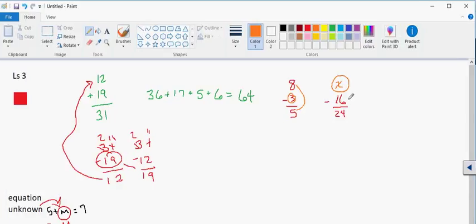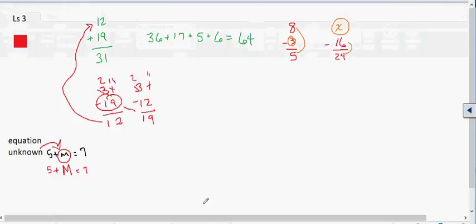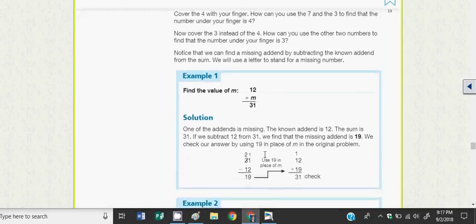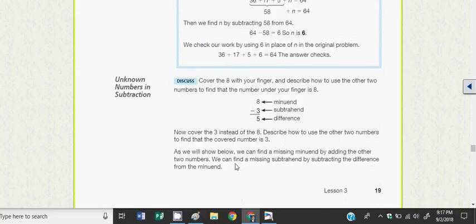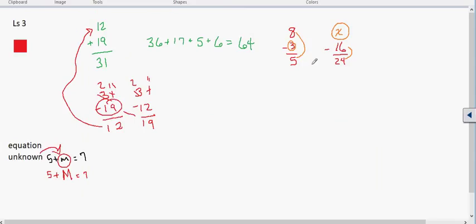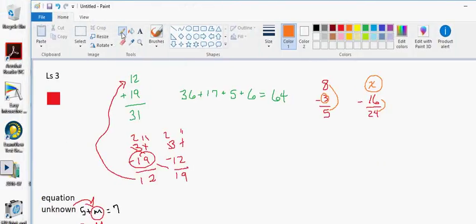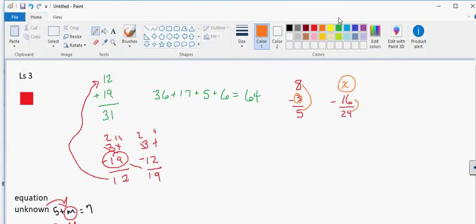We can't just subtract. Instead, at the bottom of page 19, if there's one sentence you remember today, remember this one. We can find right here. Find a missing minuend by adding the other two numbers. Adding to solve an unknown number in a subtraction problem. That can be easily confused. Not always an obvious thing.